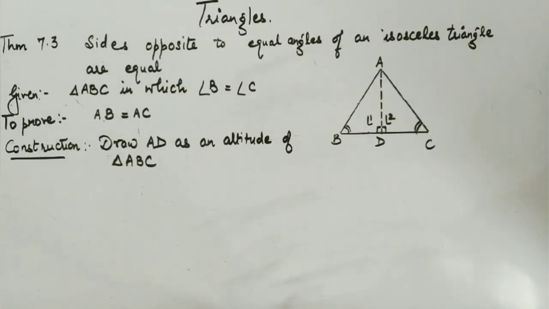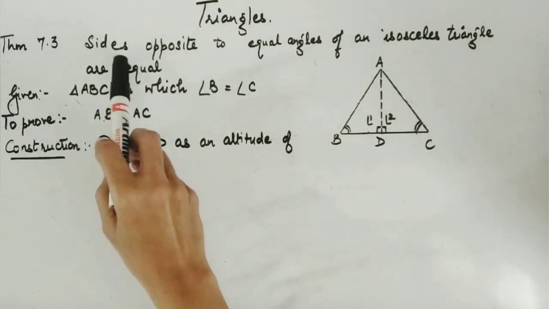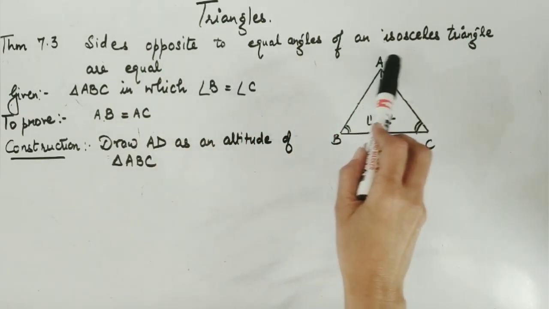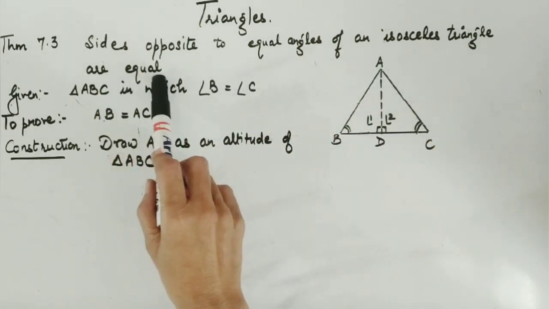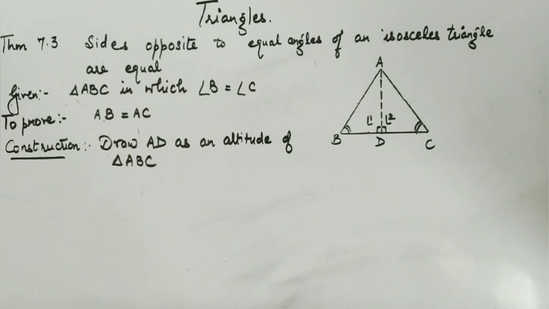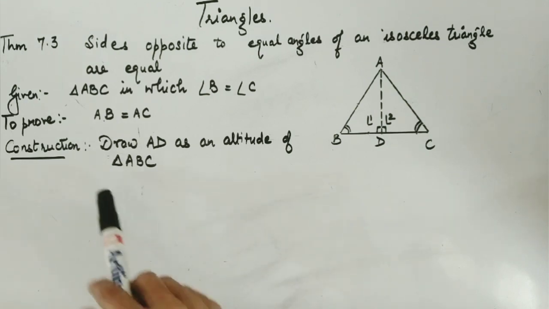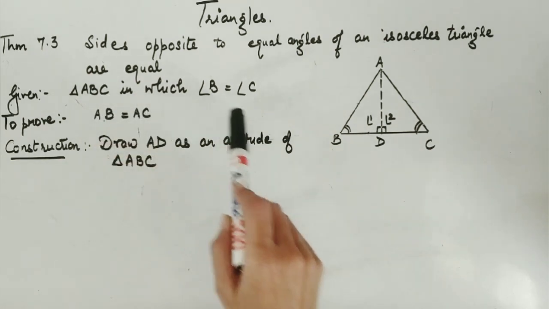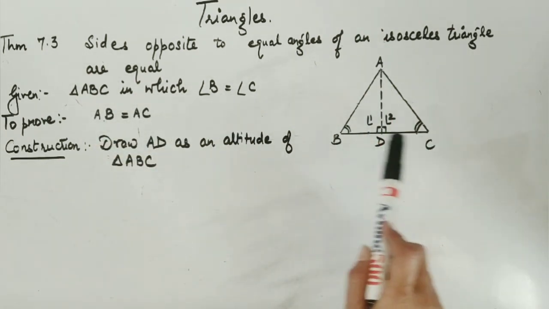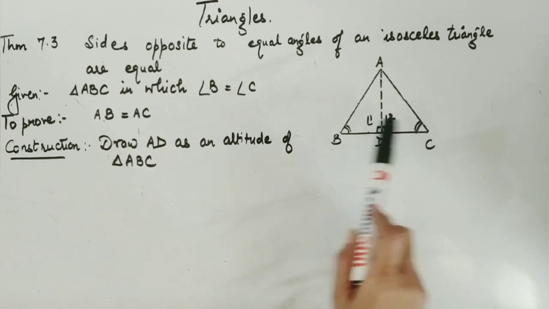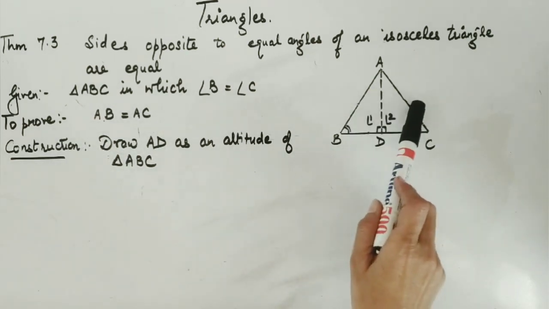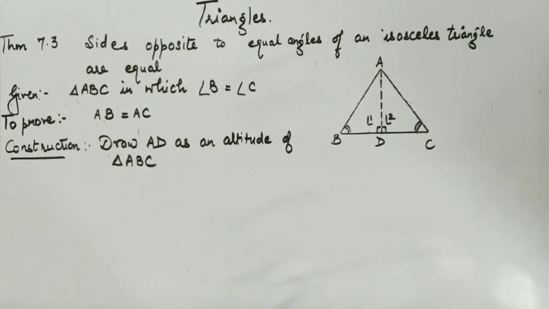Well, moving on to the next theorem, which says sides opposite to equal angles of an isosceles triangle are equal. In fact, this theorem is the converse of what we did in 7.2. So here the given information is, we are given a triangle ABC in which angle B and angle C are equal. We are asked to prove that AB and AC, the sides opposite to these equal angles, are equal.